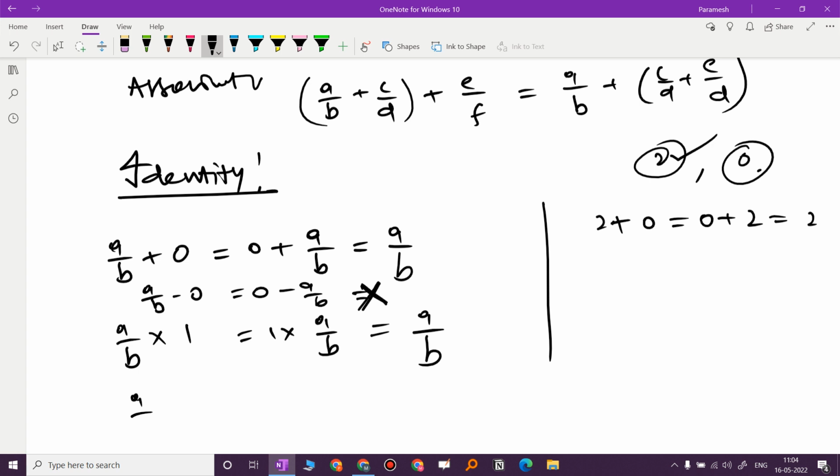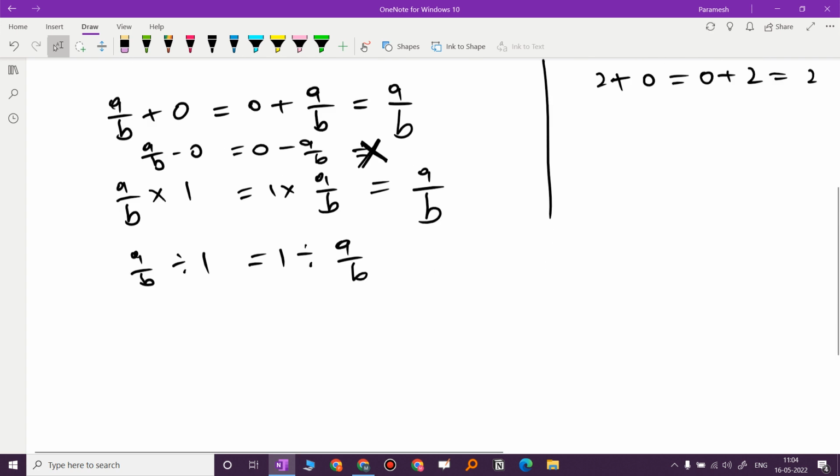Under division, a by b divided by 1 and 1 divided by a by b, are both equal? No. A by b divided by 1 means a by b only. 1 divided by a by b is b by a. Both are not equal. So that's why under division the rational number set does not satisfy the identity property. The rational number set satisfies the identity property under addition and multiplication only.